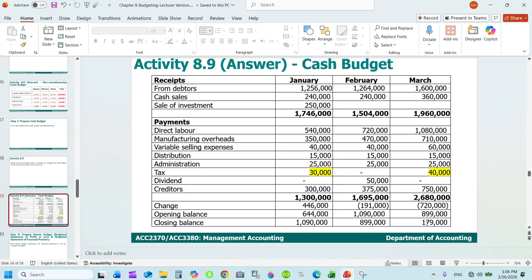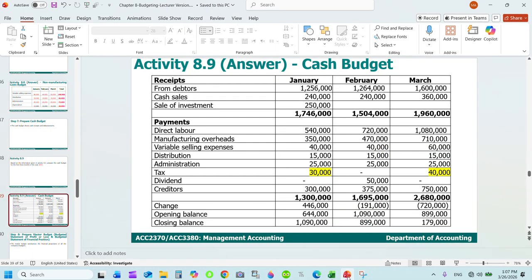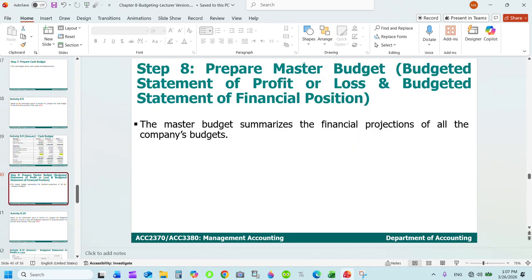1,090,000 and 179,000. 1,090,179 is correct, so our calculation is correct. So this is the suggested answer. Prepare master budget, that is budgeted P&L and budgeted statement of financial position. Now you have all the tools, all the figures required for you to prepare the balance sheet and P&L.